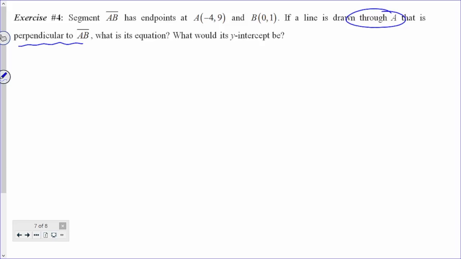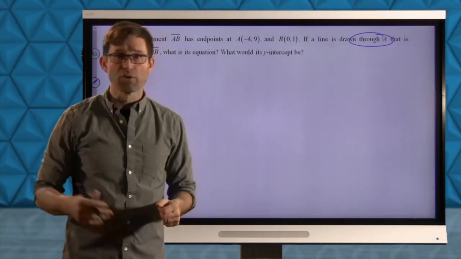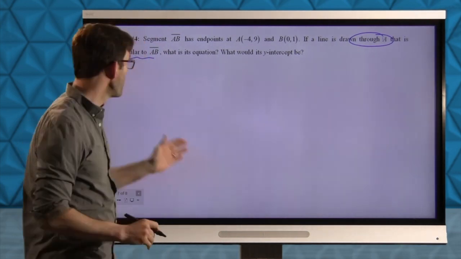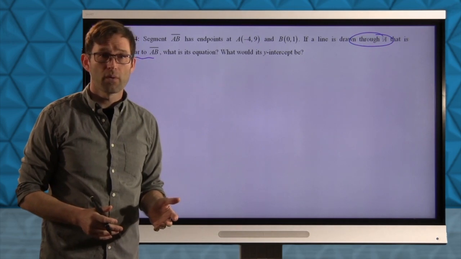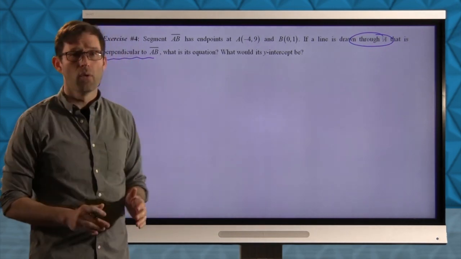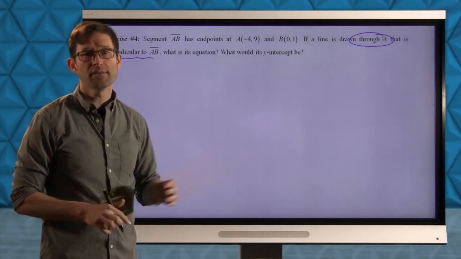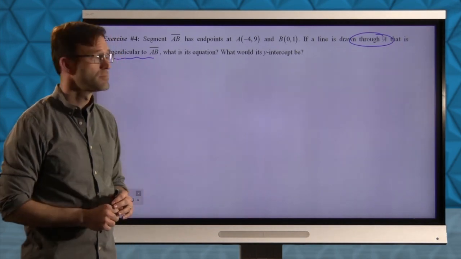Okay, now there's no mention in this problem of point-slope or slope-intercept, whatever. So when we come up with the equation of this line, we could write it in either form, okay? What I'd like you to do now, though, is pause the video and take some time to work on this problem.